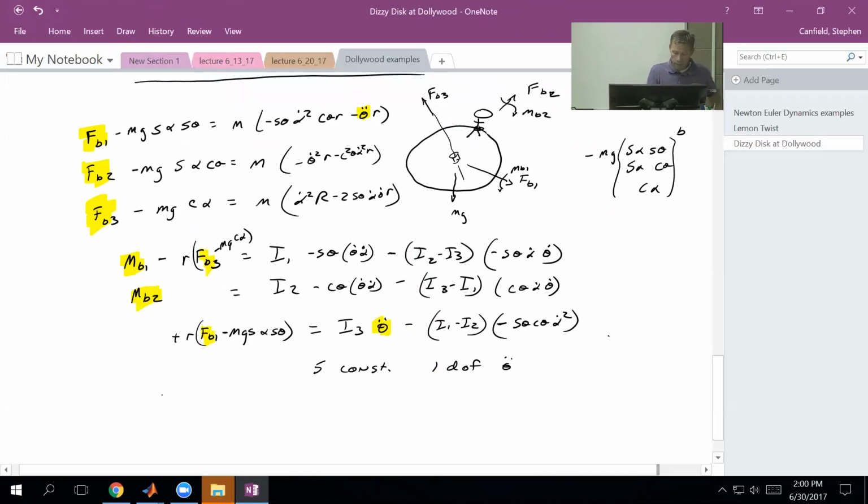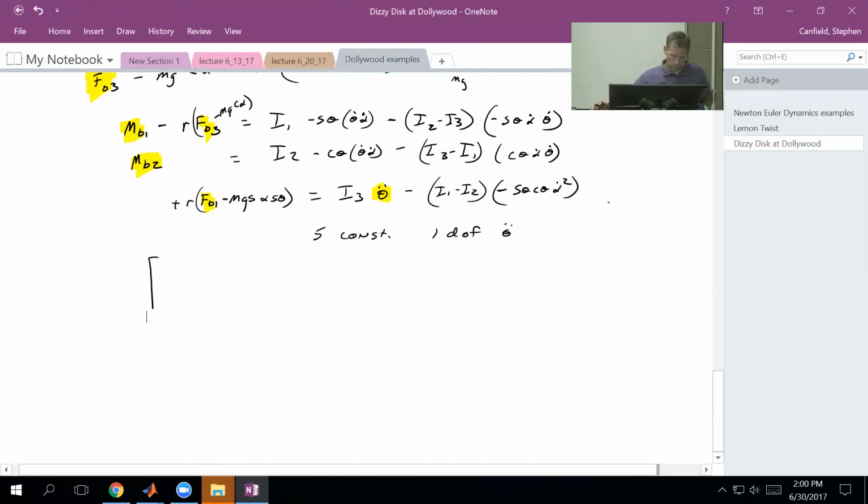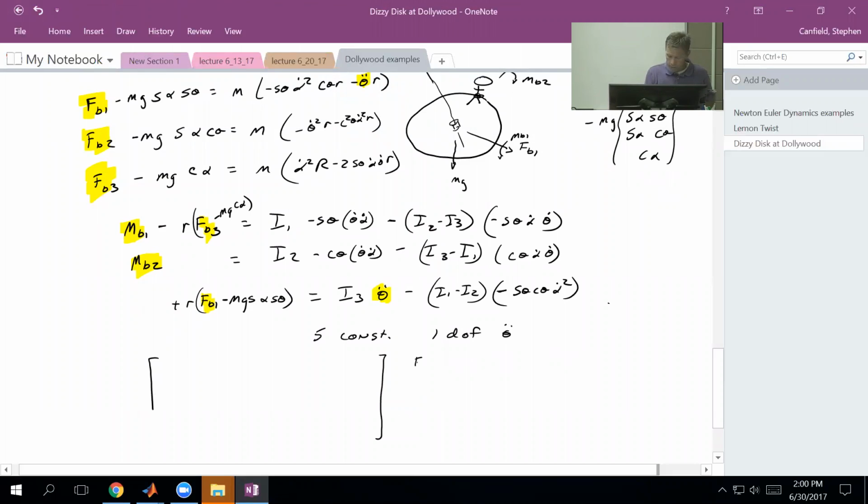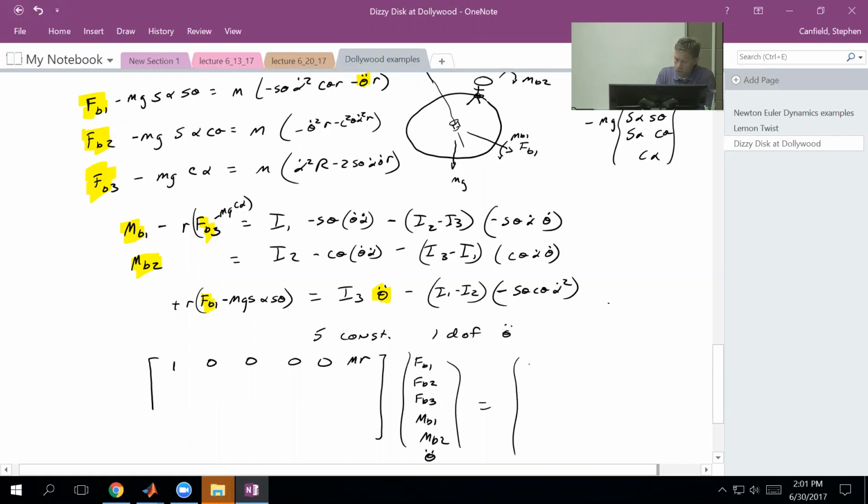So I will cast these in matrix form. I have some constraint, so I'll try to leave it up here. Times a set of unknowns, FB1, FB2, FB3, MB1, MB2, theta double dot, and I start writing my equations. So the first one is a 1 times an FB1, 0 times the other two forces, 0 times the two moments, and a positive m times r equals everything else. And I moved it to the other side, so it was m times minus sine theta alpha dot squared cos theta r plus g sine alpha sine theta, and so on. I'll do one more. Second row, 1 times FB2, looks like that's all I have, equals mass times negative theta dot squared r minus, and don't forget the g term.